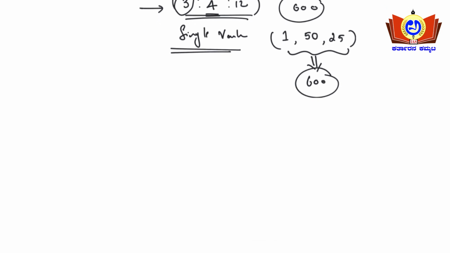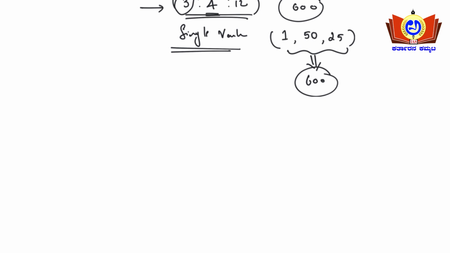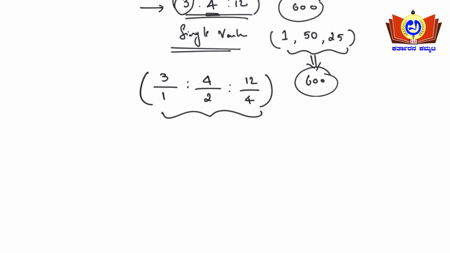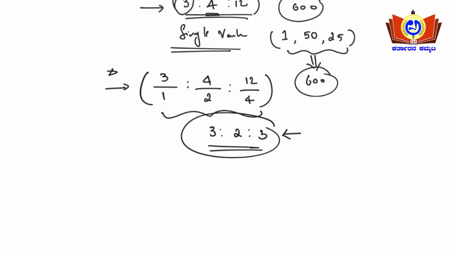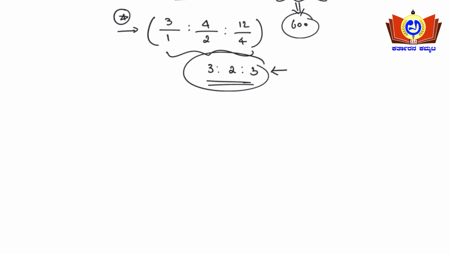Okay, so how will we be equating the value here? The ratios are given as 3 by 1 is to 4 by 2, that will be equal to 12 upon 4. By equating the values, I'll get the same answer here, right? See here, 3 is to 2 is to 3. This is the new ratio upon equating the value. This step is very important, guys. You need to equate the value here, then we can solve the questions.